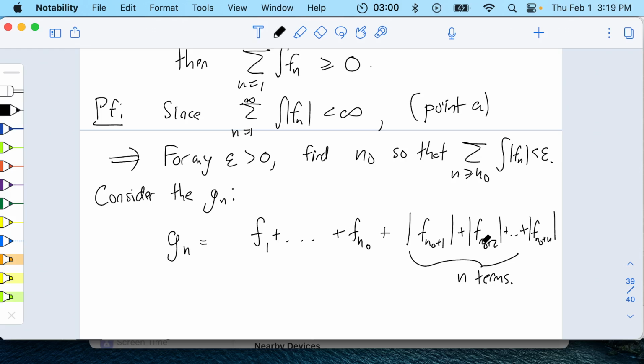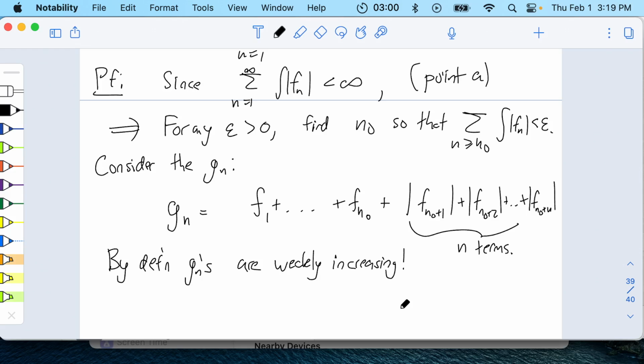Okay. This sequence, why did we do this? Why did we take these absolute values? Because when you take the absolute values, now the g_n's are weakly increasing, by definition. And so by the lemma we had before, I'll say, the limit of the g_n's is greater than 0.